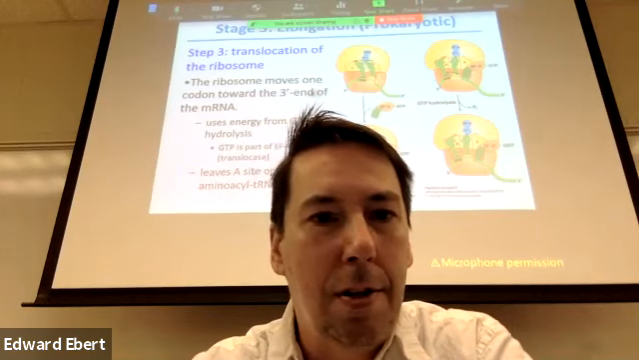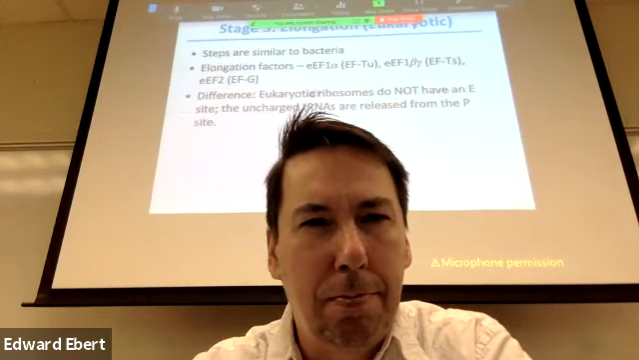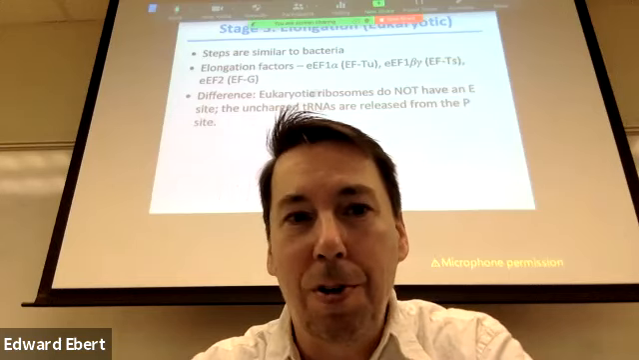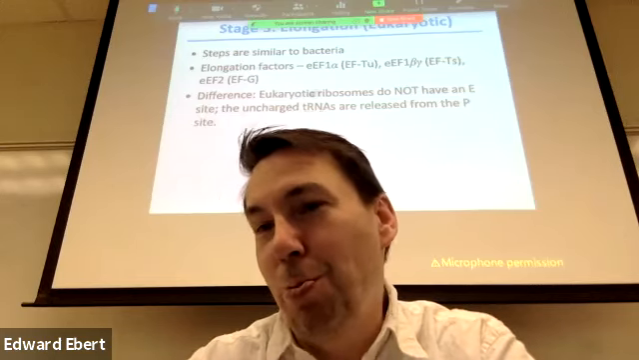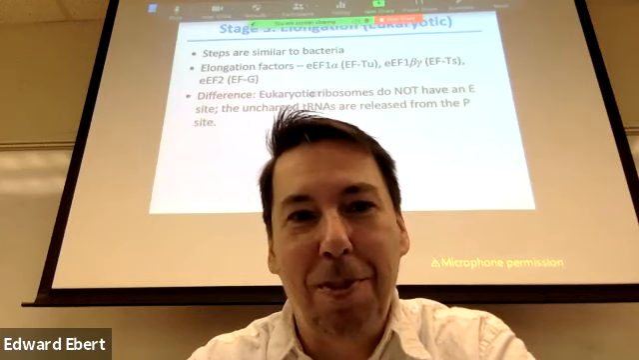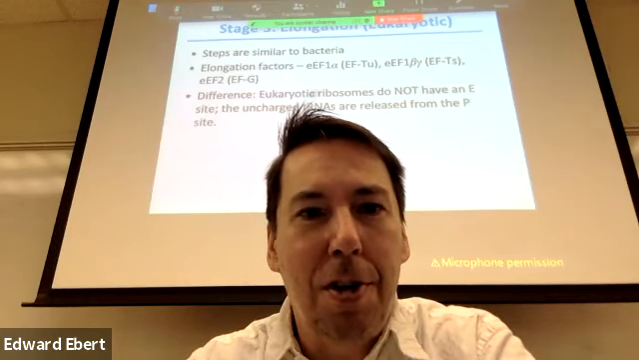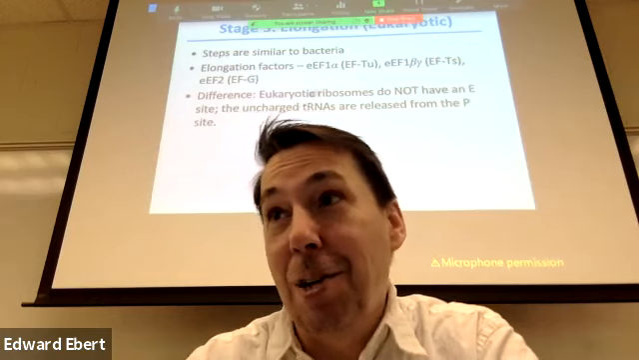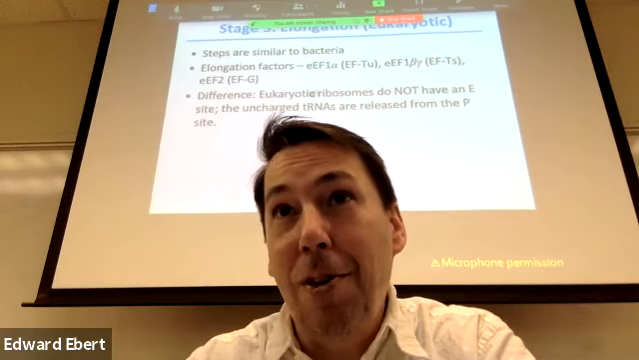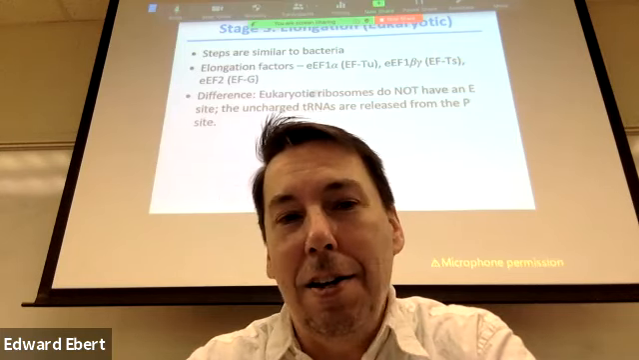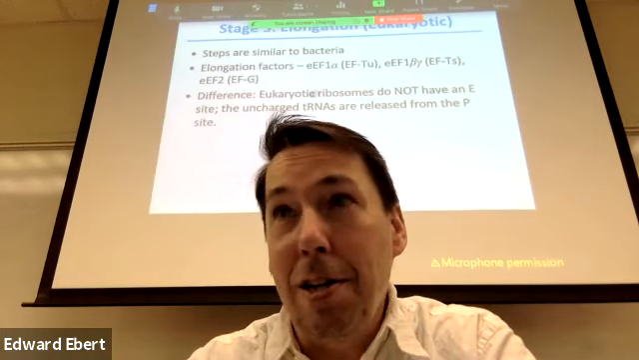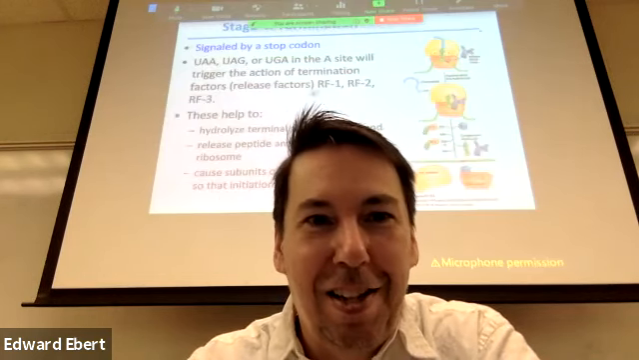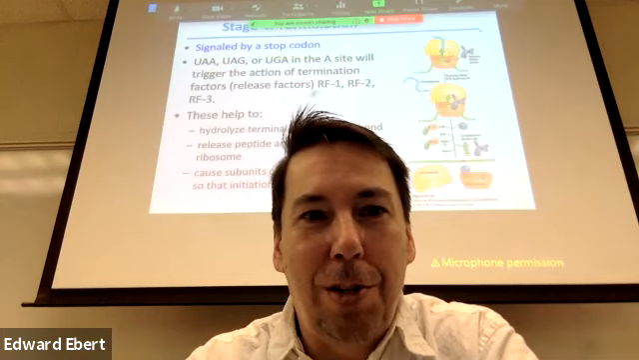Okay. All right. We have a bunch of elongation factors for eukaryotes, very similar to bacteria. There's just more stuff going on. Big difference here is eukaryotic ribosomes don't really have an E site; they just get released from the P site. So bacteria have that A-P-E, and eukaryotes just have A-P. Okay, so we get to termination time.